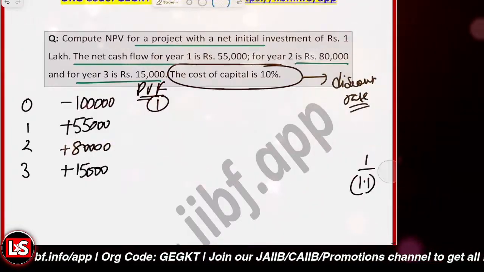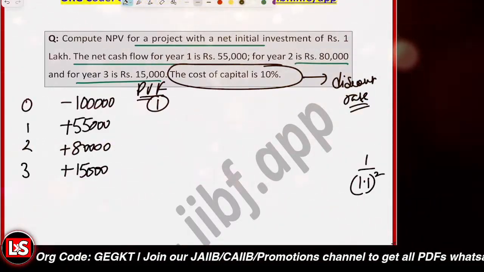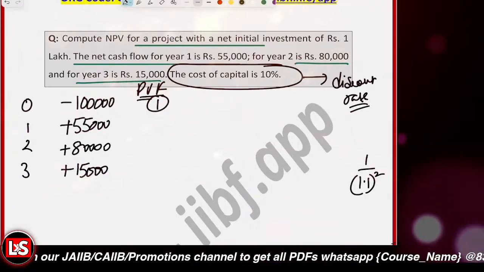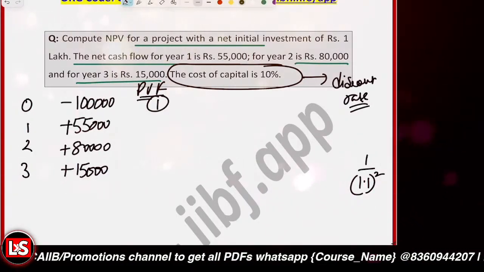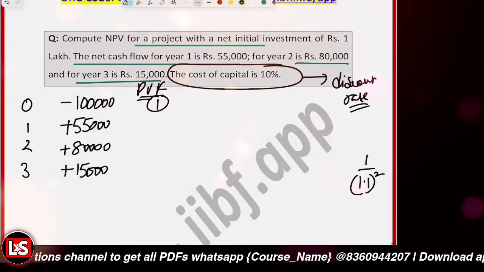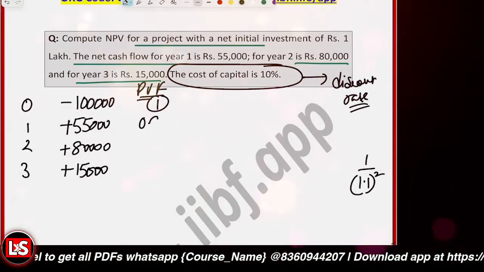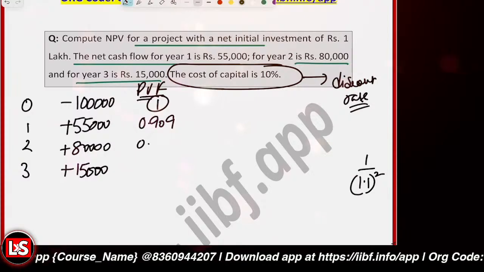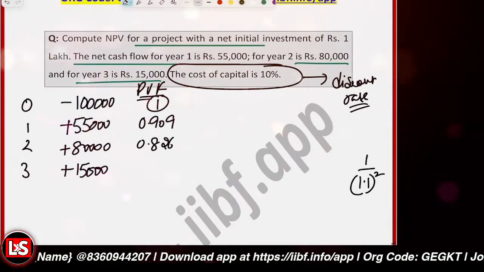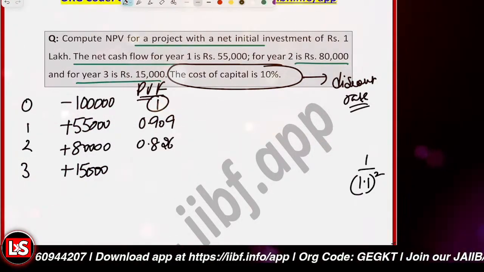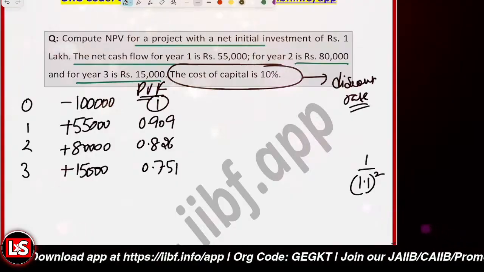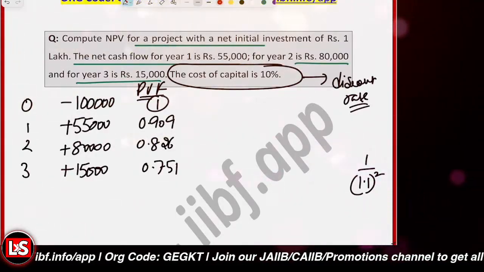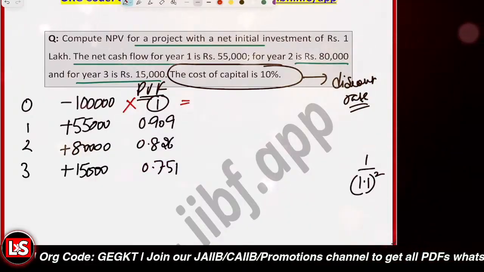And for the second year, it will be 1 divided by 1.1 squared. So for the first year, it is 0.909. Second year, it is 0.826. For the third year, it is 0.751. Now, if we multiply these two, like this one into this equals this, we will be getting the present value.